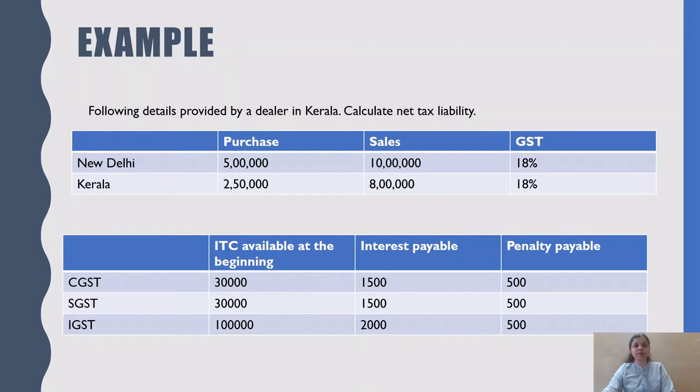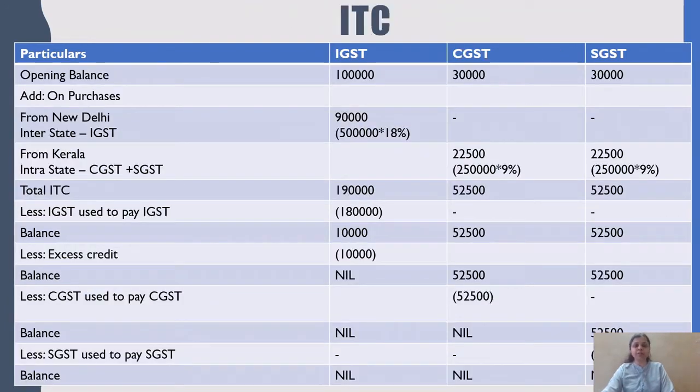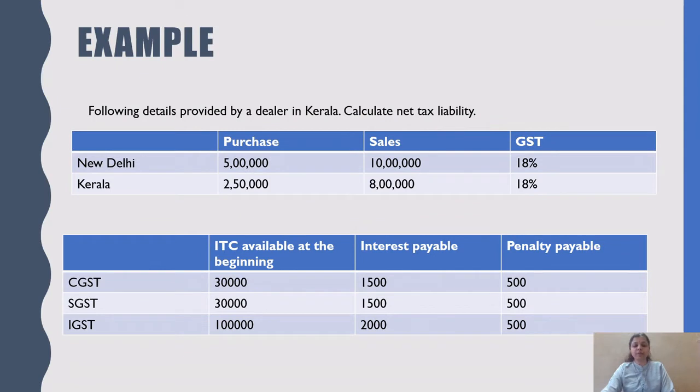So, while solving the problems, we will be making two tables. One is calculation of tax on outward supply and calculation of net tax liability. Along with that, the other table that we will prepare is for input tax credit. So first of all, let us see the total input tax credit which is available with us. At the beginning of the period, it has been provided that we were having the input tax credit available under CGST 30,000, under SGST 30,000 and under IGST 1 lakh. So these amounts can be utilized to pay off the liability during the current month.